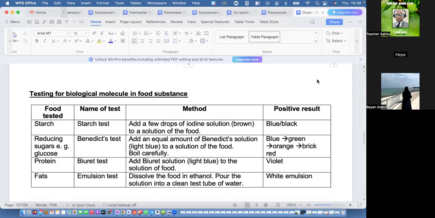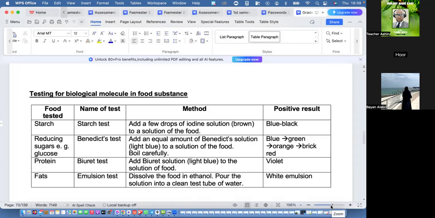Now, how do you know the test result? The positive test result is that the color of the solution of the food would change from brown to blue-black. Not blue or black; the answer is blue-black, bluish black.